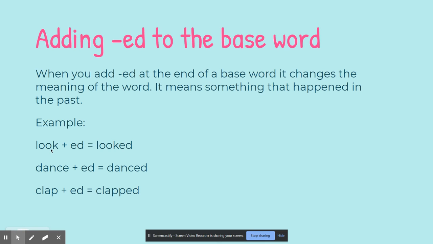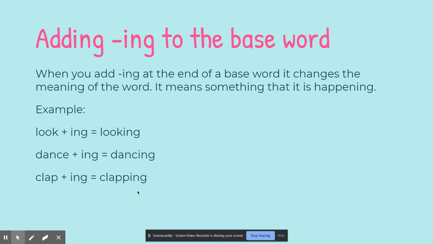But when you look at the word and you see ed at the end, automatically you have to think, okay, this already happened. It's in the past. Okay, that's the clue. Ed means in the past.